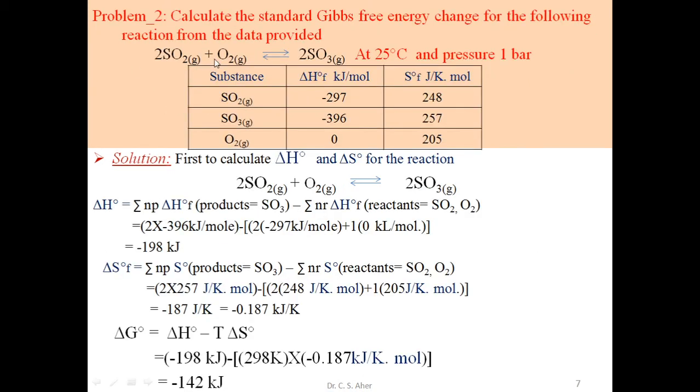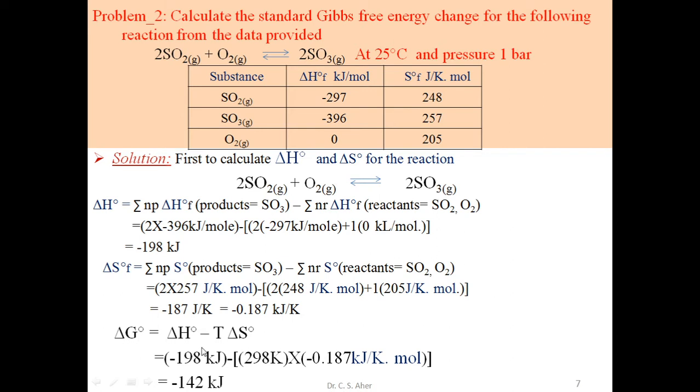Next, calculate the standard Gibbs free energy change for the formation reaction from the given data. This data is provided in tabular form. In the last lecture, in theory, we saw this tabular data is used to calculate the Gibbs free energy change. But here in tabular form, what is given? Standard enthalpy of formation and entropy of formation of the components are given, that is reactant SO2, product SO3, second reactant O2. These component values are given. It is not the reaction value.